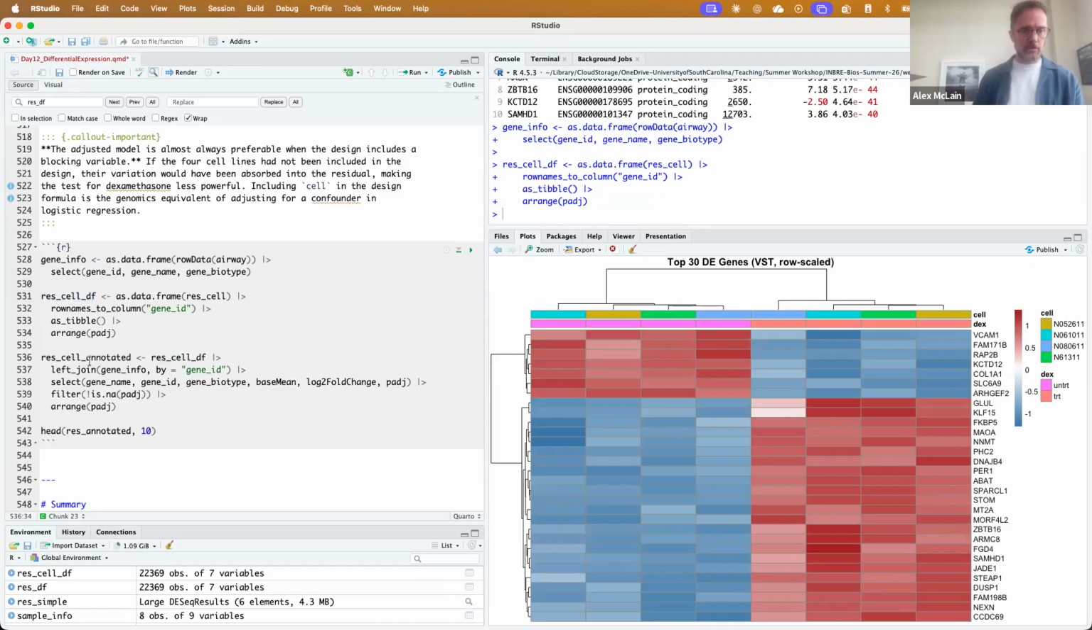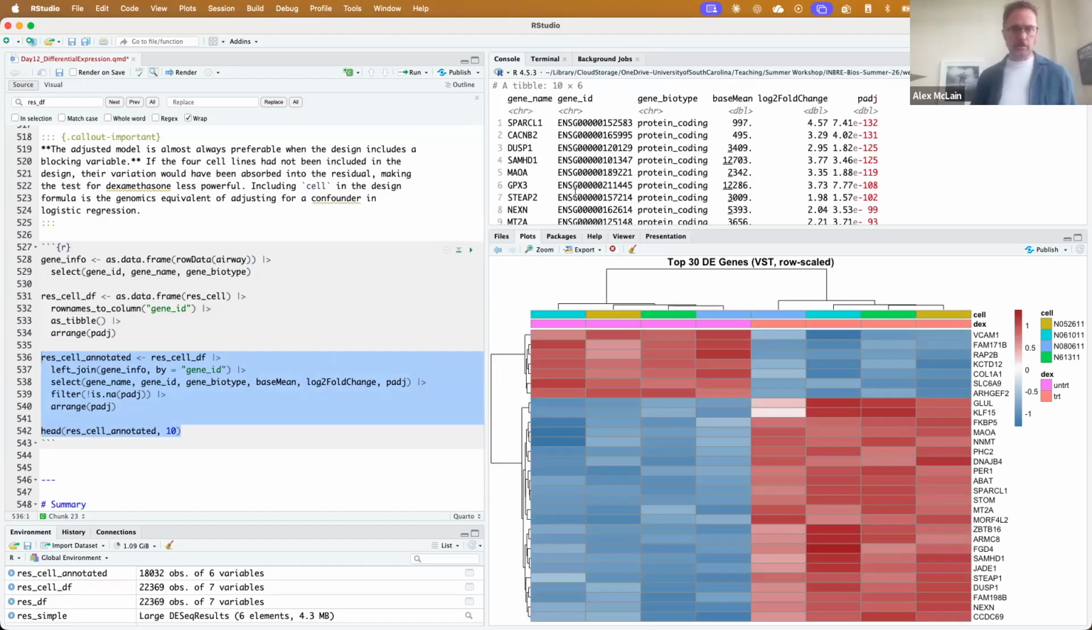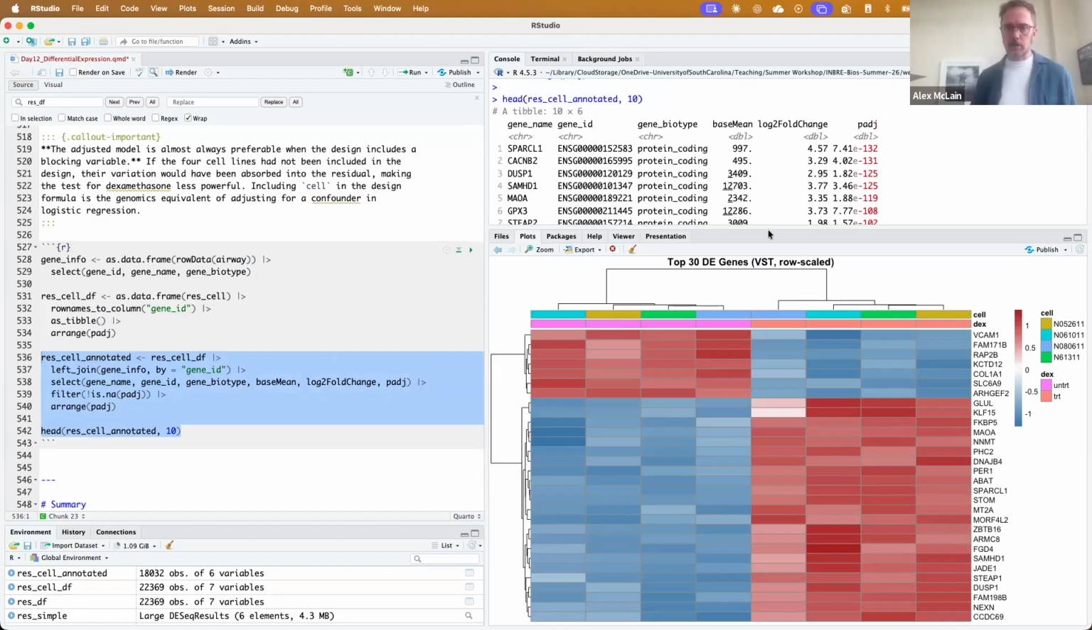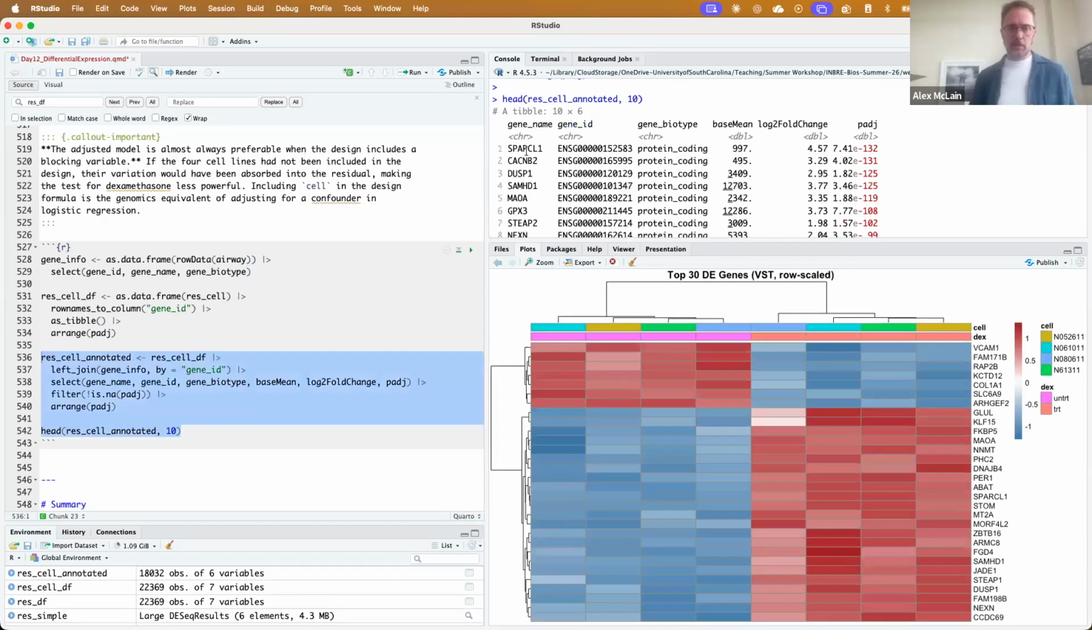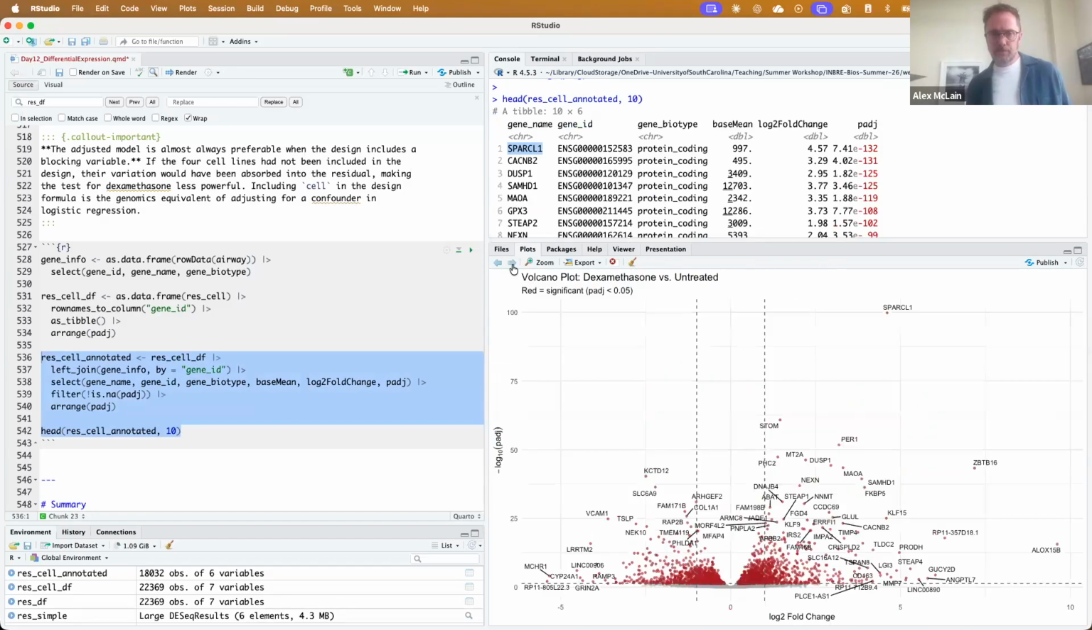Okay, so creating a new object. Copy this, paste it in our studio, and boom, there's our top hits. Same top hit as we had previously. So the gene name that we had before, I think this is the same one. I can scroll back through these. Oops. Look at the previous plot.